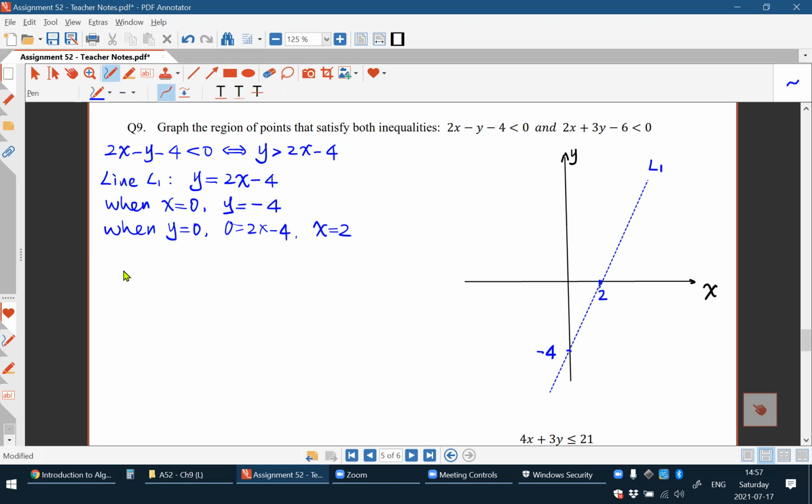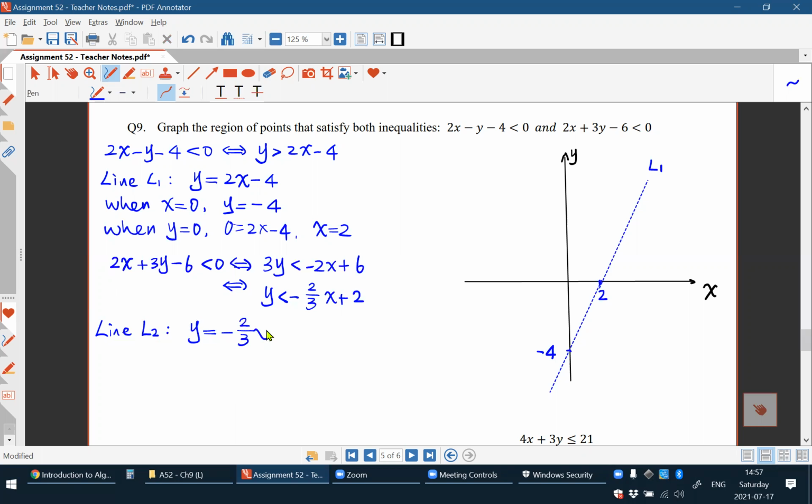All right, the other inequality. 2x plus 3y minus 6 less than 0, which is equivalent to, we need to separate x and y's, so 3y smaller than minus 2x plus 6. That is also equivalent to y smaller than minus 2 over 3 x plus 2, right? Let's say this is line 2. The equation of line 2 is y equals minus 2 over 3 x plus 2. This is a boundary line of region 2.